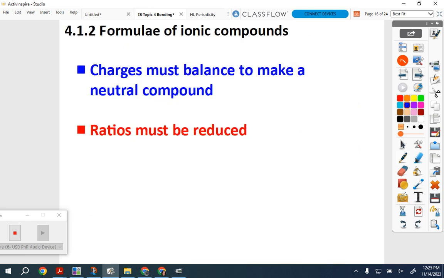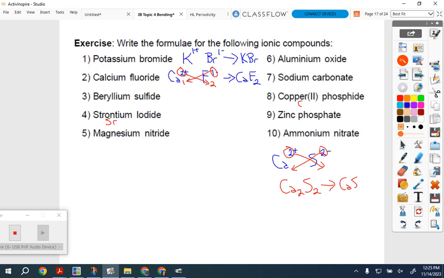We talked a little bit yesterday about writing the formulae of ionic compounds. We talked about the two big things. The charges have to balance to make a neutral compound, and the ratios have to be the lowest possible ratio between the ions. And so we talked a little bit about these exercises on page 6, I think. Yeah. When you were going through these the other day, were there any particular ones that you had questions about how to write the formula of any of these?